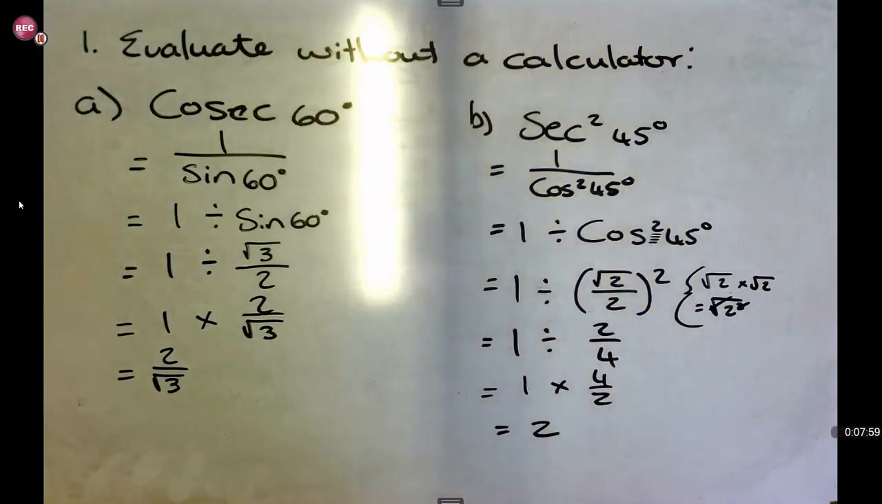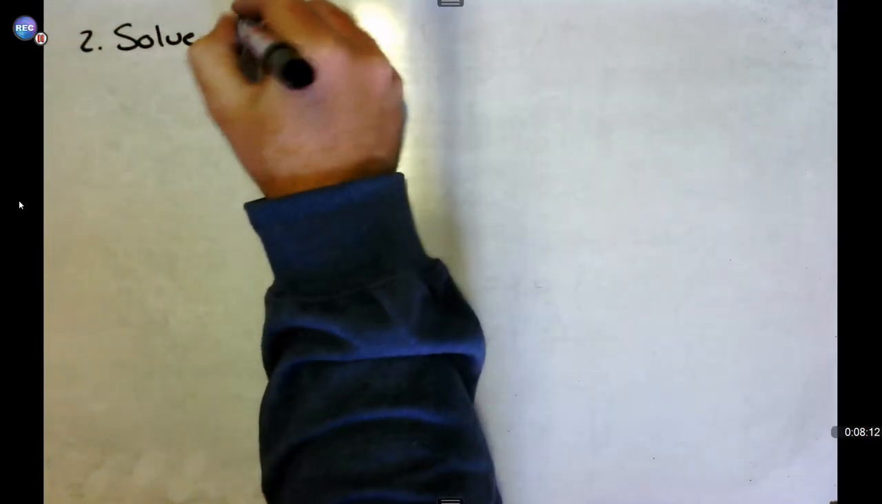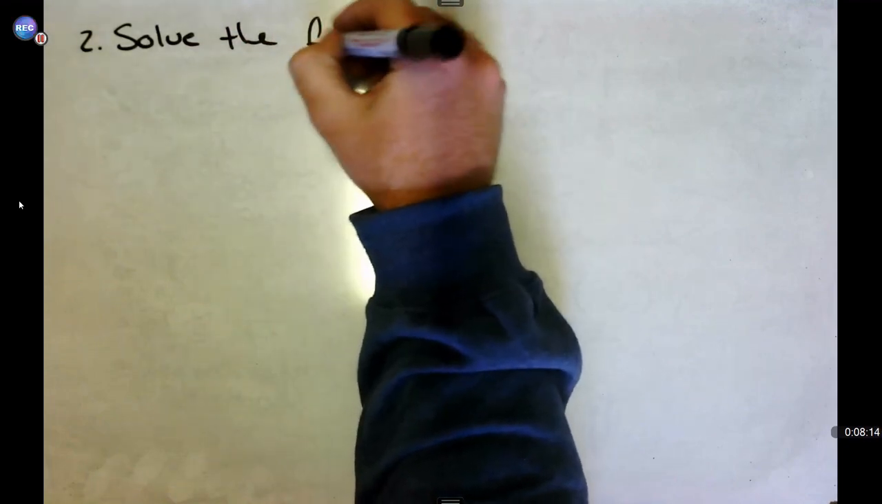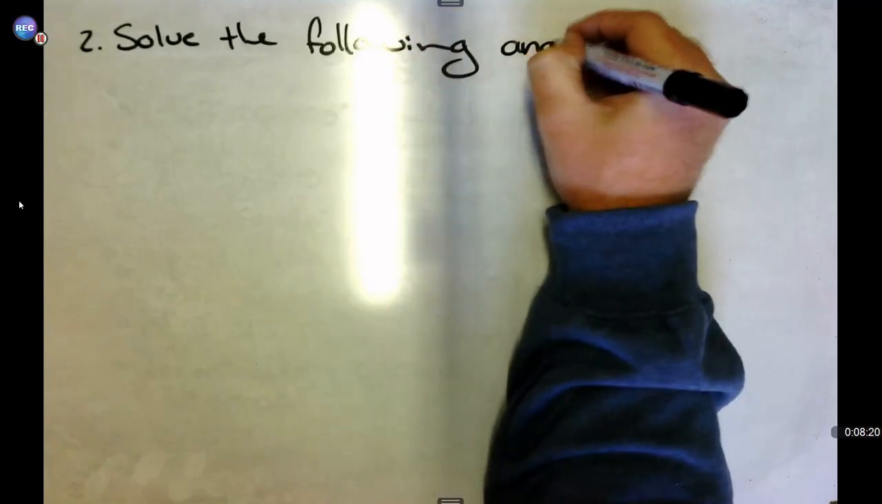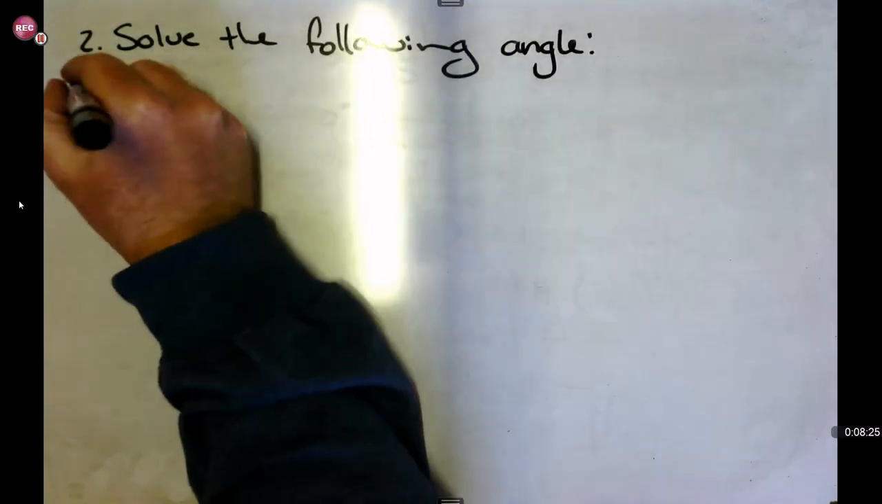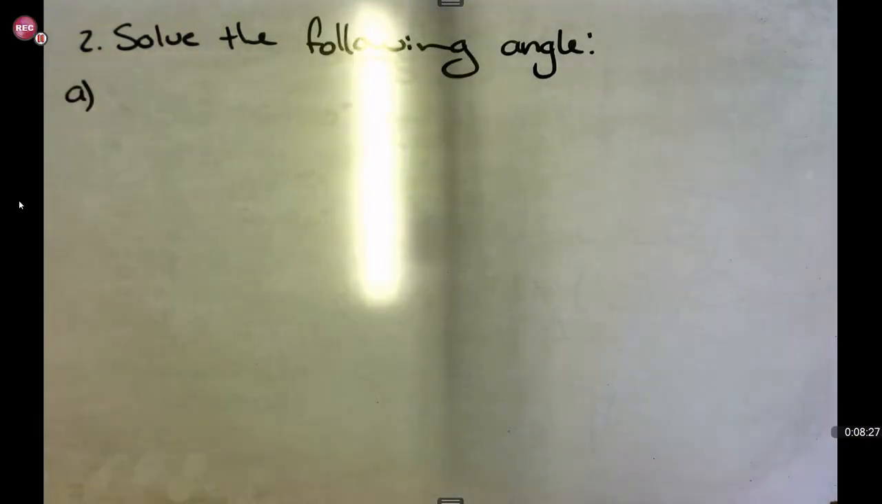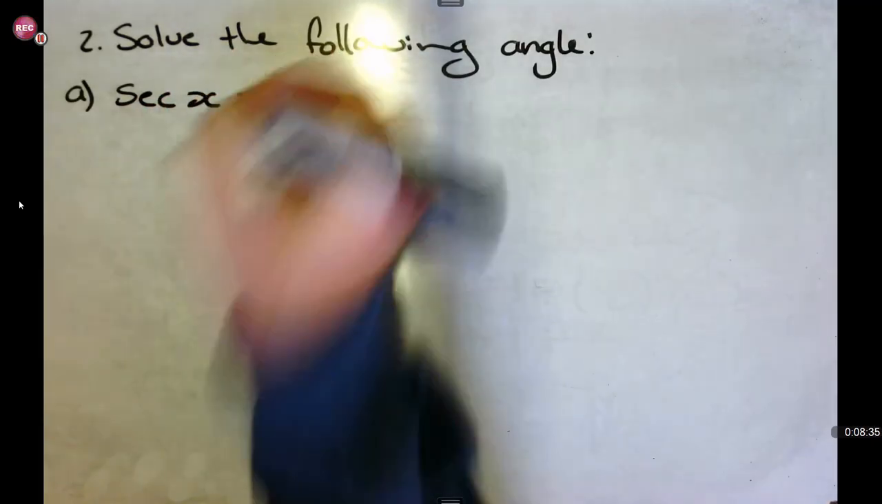Okay, let's jump into the next type of question. So the next type of question says solve the following angle. Question A. So solve the following angle, and they give it to you as sec x equals 2. There we go.